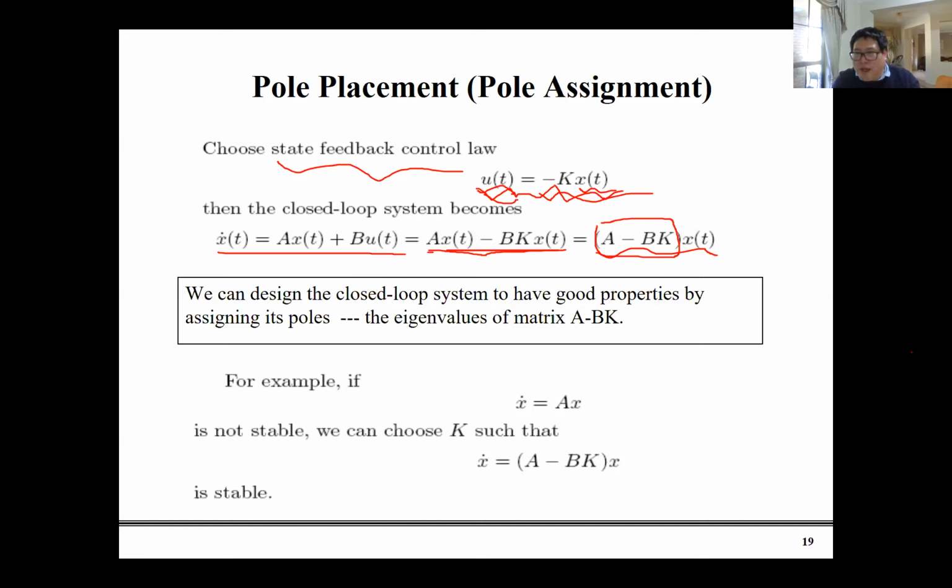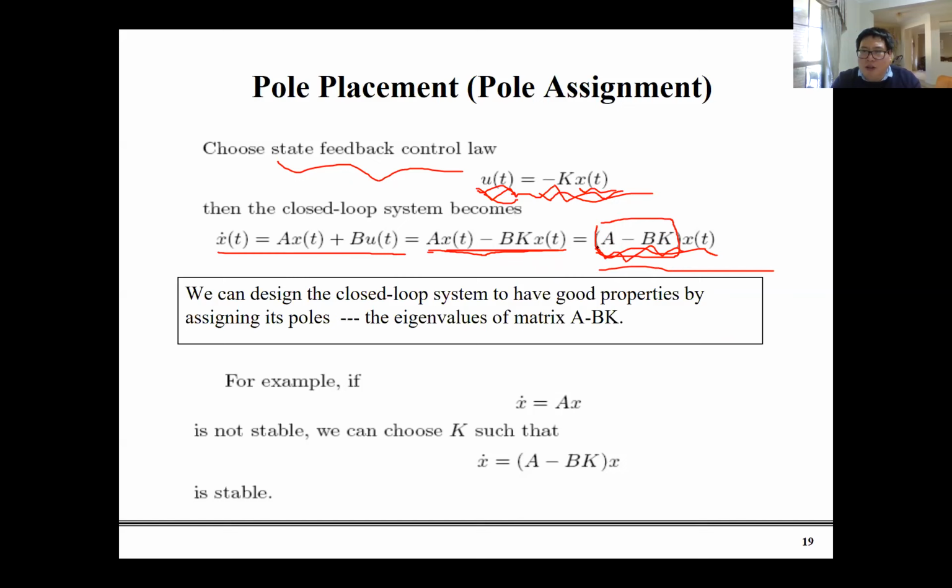This is your new A matrix, your matrix for the state feedback control system. Your original problem is changed into this. Then your original A matrix changed into this. So your new A matrix is equal to A minus BK, right?